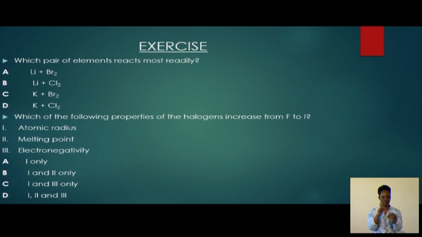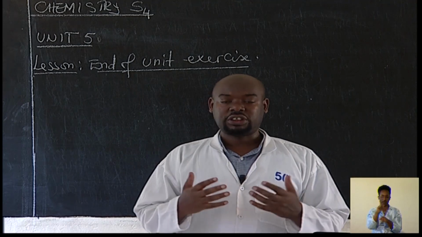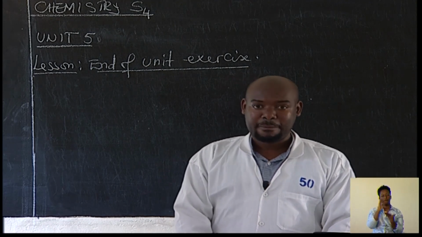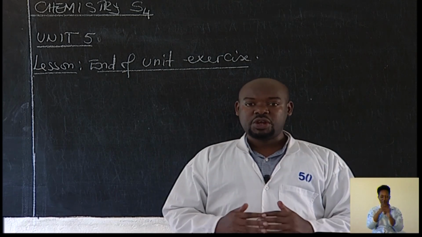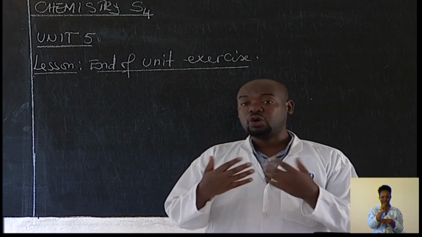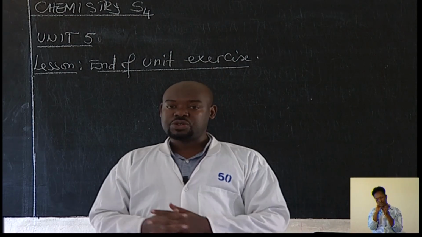Which pair of elements reacts most readily? We have A, lithium plus bromine, B, lithium plus chlorine, C, potassium plus bromine, and D, potassium plus chlorine. So which of the pairs do you think will react most readily? Will be more vigorous or the most vigorous when reacting? Remember how reactivity varies in the periodic table. And you should also remember how metals react and non-metals react.